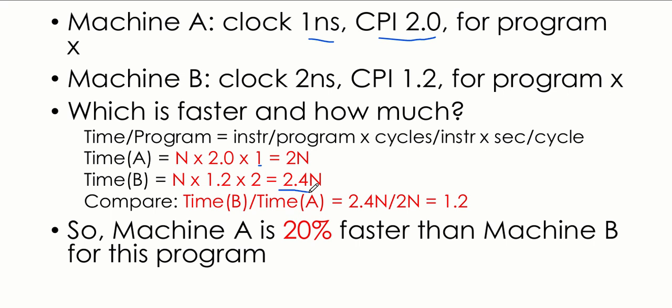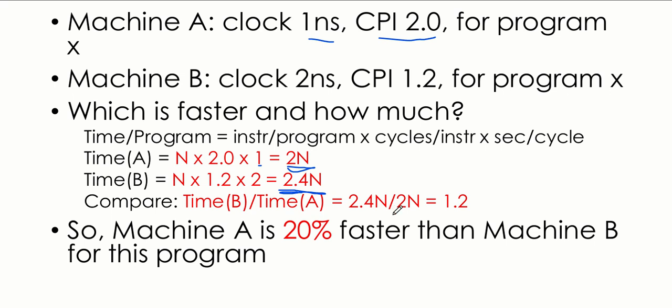Now, at the end of the day, B took 2.4 n nanoseconds to complete, whereas A took 2n nanoseconds to complete. B took a longer time, which means that B is not a very good computer. That's just from even looking at it. But the reason I'm asking you to put the bigger one on top is so that you can make the percentage justification simpler. So when you take the ratio of 2.4 over 2, that's how you compare.